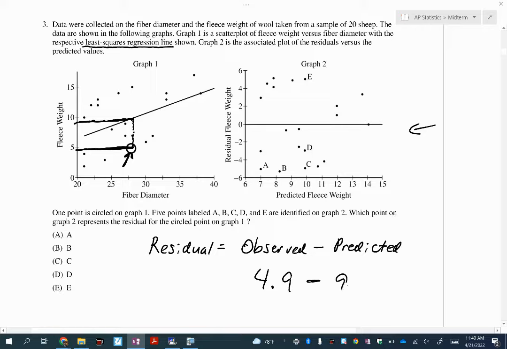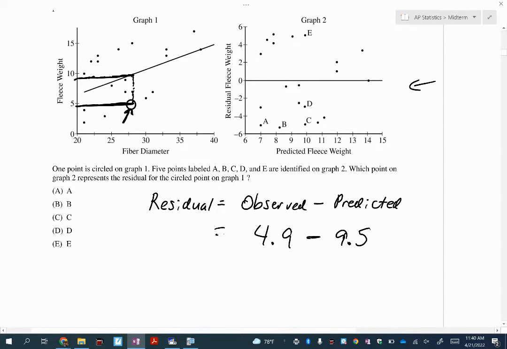I said 9.5 personally, but that's fine if you use 9. My line's not the greatest, so it's probably actually closer to 10. So what is my residual? If I subtract this, what do I get? Is that it? Negative 4.6? Did you get it right on the dot? Wow, well done. I'm impressed.